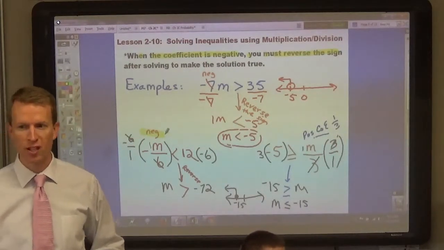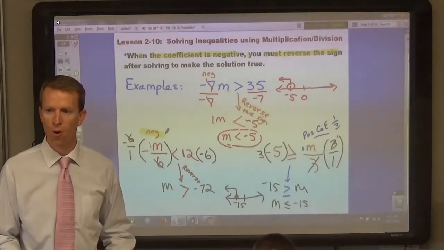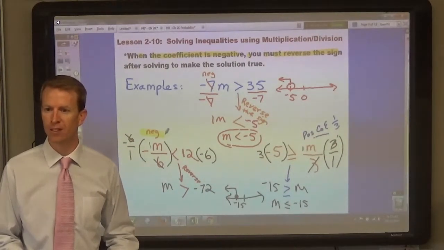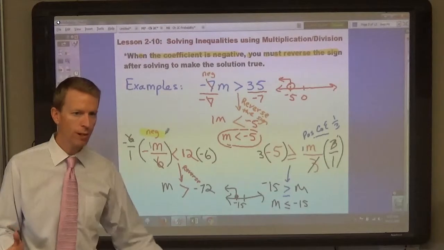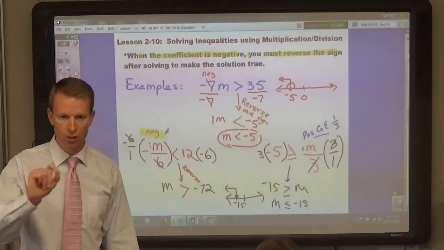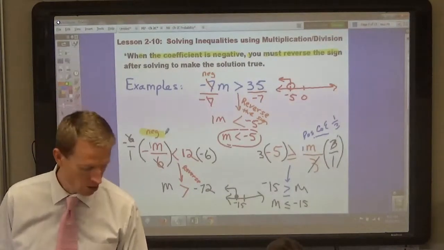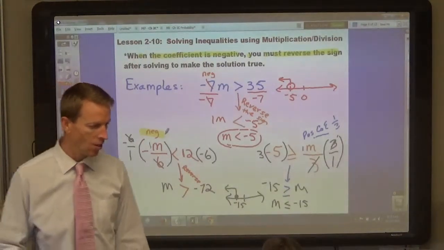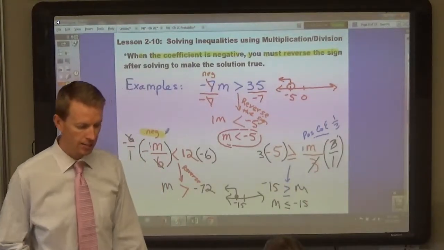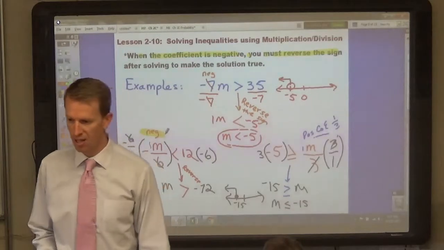What's the coefficient in number 2, Jordan? 4. Is that positive or negative? Positive. Do we have to reverse the sign when we solve this one? No, you do not have to reverse the sign. Circle the 4, or you could write positive next to the 4. Do not reverse the sign.